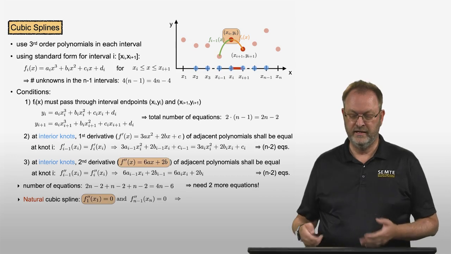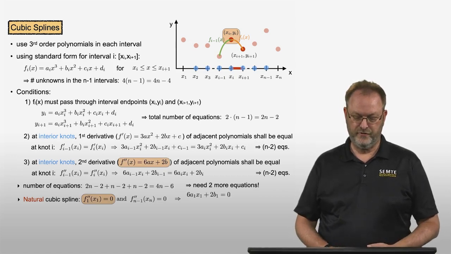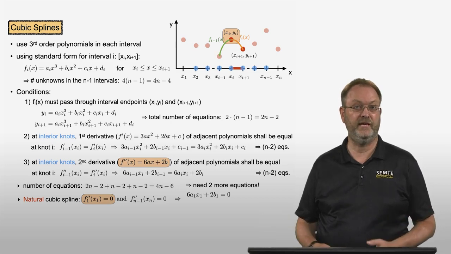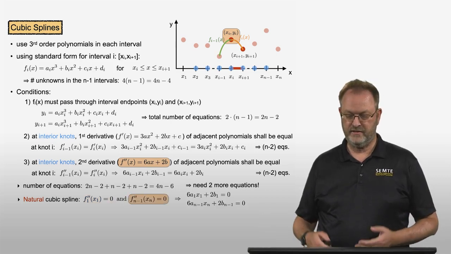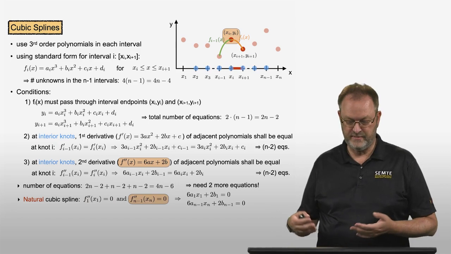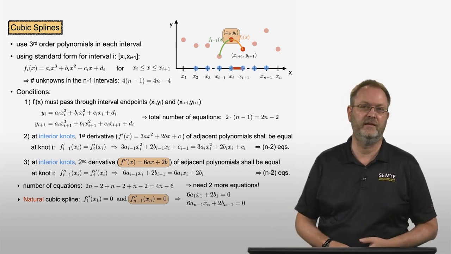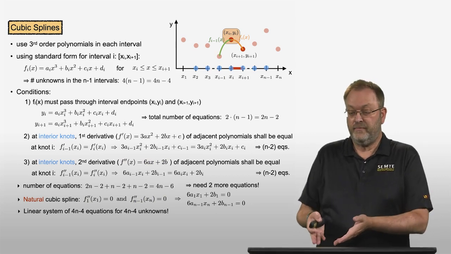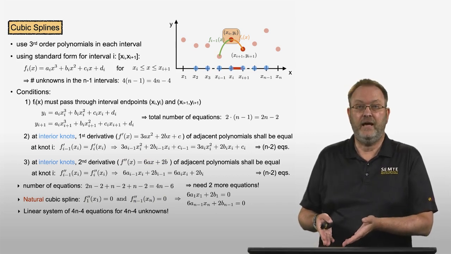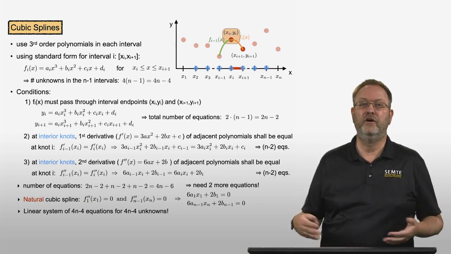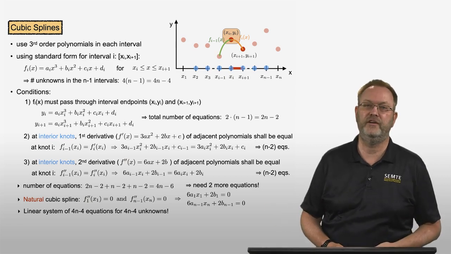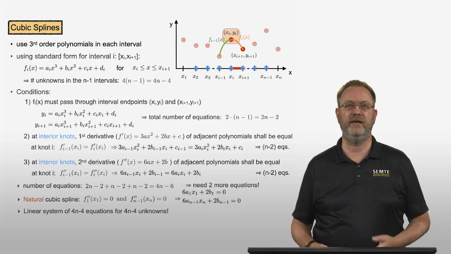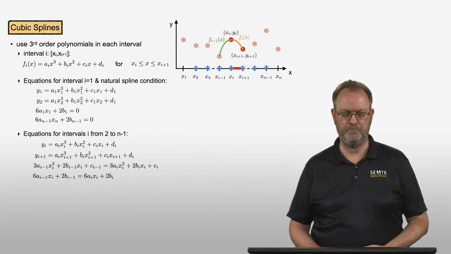If I use the definition for f double prime, that gives me 6a1 x1 plus 2b1 has to be equal to 0, and 6a(n-1) times xn plus 2b(n-1) has to be equal to 0 as well. And those are my additional two equations that I need. And now I have 4n minus 4 equations for the 4n minus 4 unknowns that define my cubic spline.